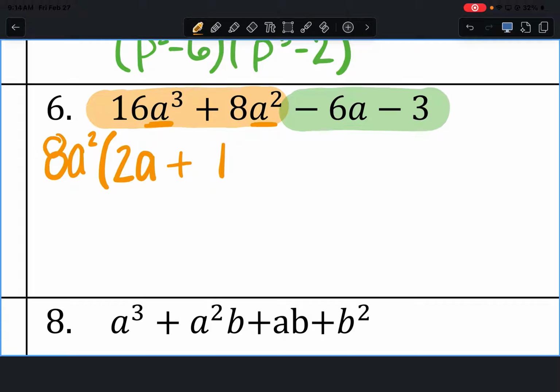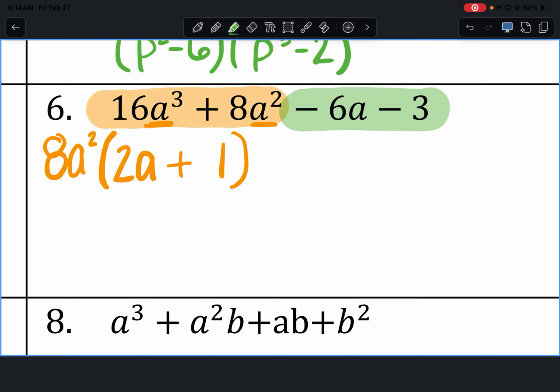What is 7 divided by 7? 1. What is 12 divided by 12? 1. What is a divided by a? 1. And we have to put that 1 there, so that if we were to redistribute it, we would get what we started with. You have to put that 1 there.